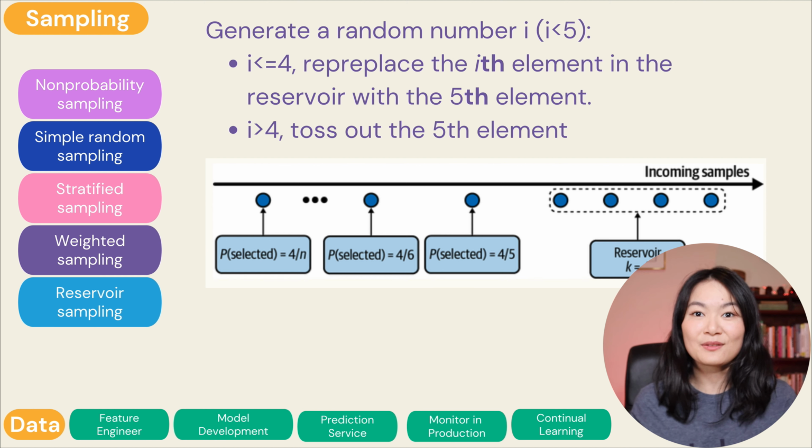If the random number is greater than 4, we can toss out this element. The probability of being selected for the 5th element is 4/5. The probability of later points being selected goes down. However, because later points also have a lesser chance of being kicked out from the reservoir, the final probability for each element being selected is the same.